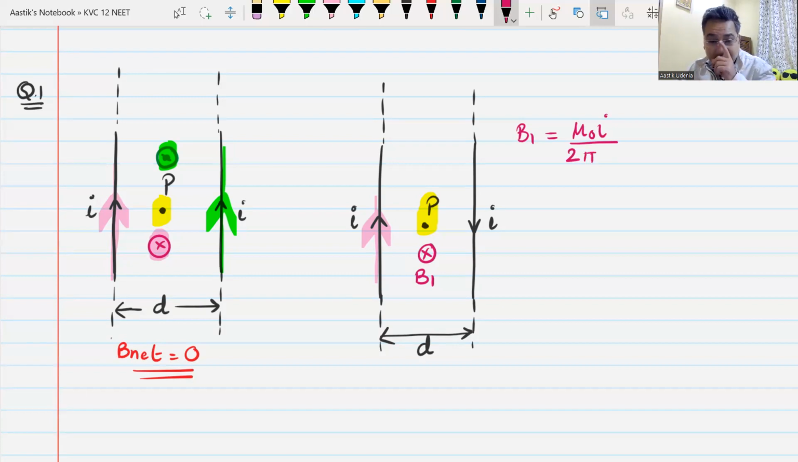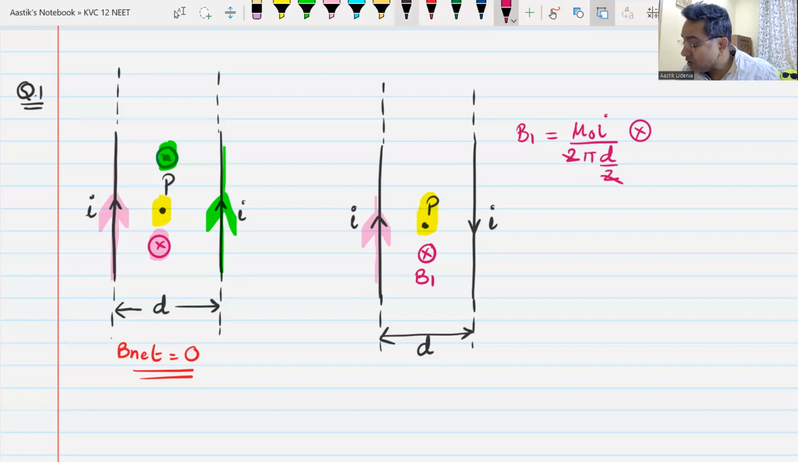What is the distance of the point P from the wire? It is D by 2. So this gets cancelled, and this is in the cross direction. So the value of B1 becomes mu naught I by pi D in the inward direction. Do we understand this? Yes or no?